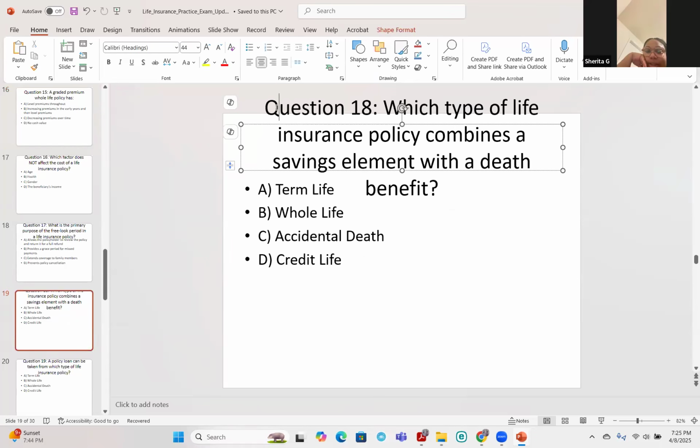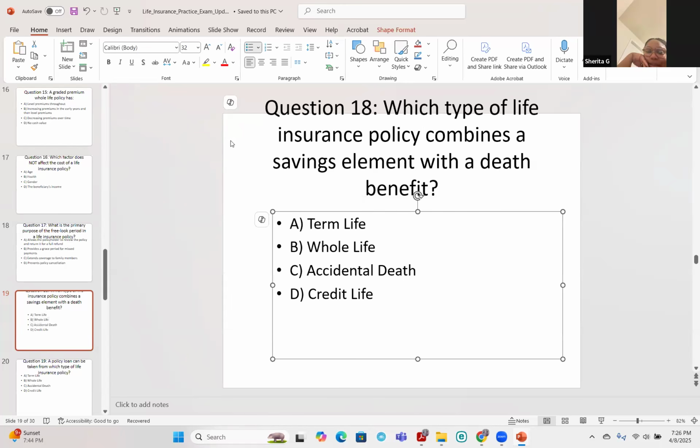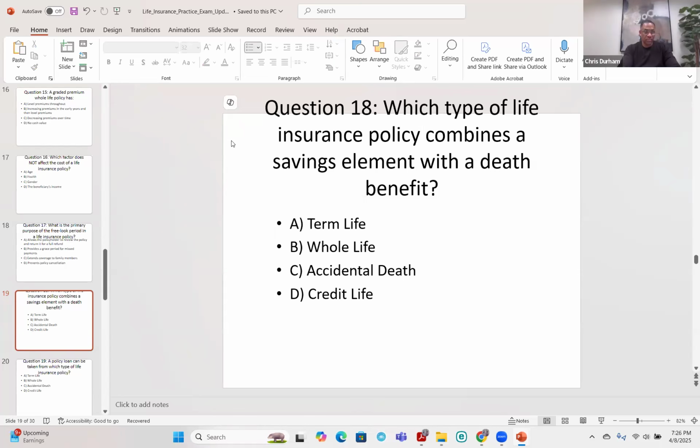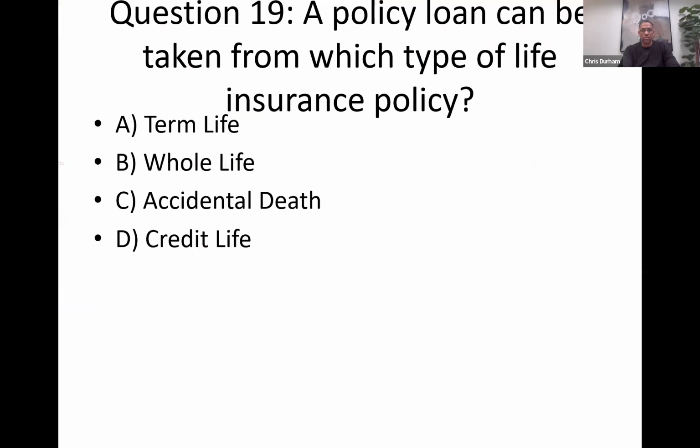Which type of life insurance policy combines a savings element with a death benefit? B, whole life. Yep. A policy loan can be taken from which type of life insurance policy? B. Yep.